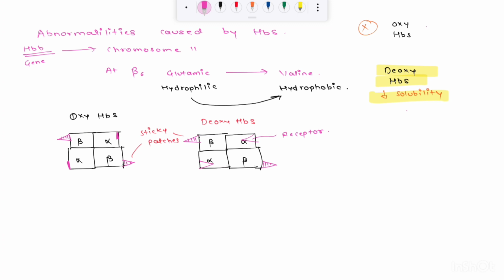Although sticky patches are present on oxy-HbS, molecules of oxy-HbS cannot bind among themselves or with the molecule of deoxy-HbS. Whereas this deoxy-HbS will form long strands or what we call fibers of deoxyhemoglobin, or it is also called sickling. So let's study the mechanism of sickling.